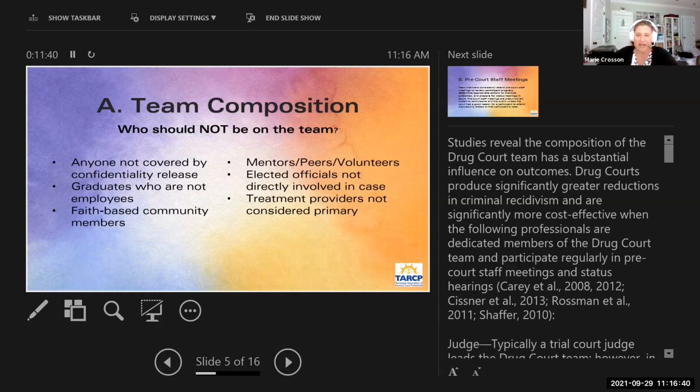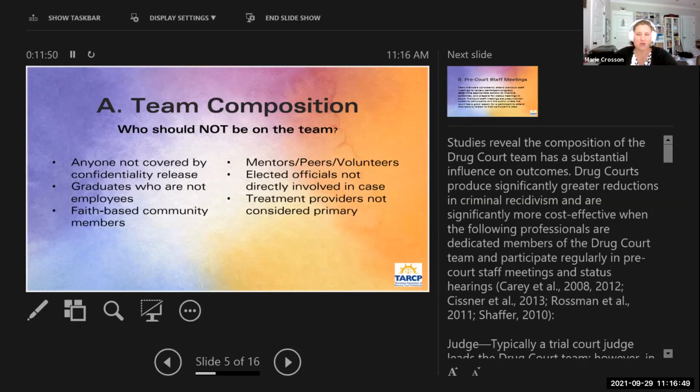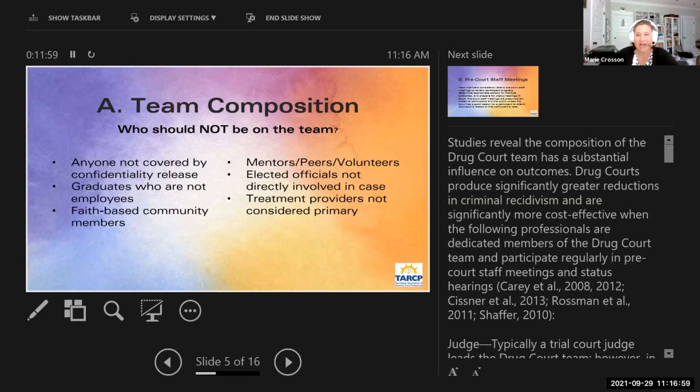If you have graduates, graduates are great. Do not repeat that I've said anything negative about graduates, okay? But graduates who are not employees, who don't have some time outside of your program, and who do not have the credentials to be something on your team, like a certified peer, case manager, etc., that person should not be on your team. They should not be in staffing, specifically listening to information about other participants.